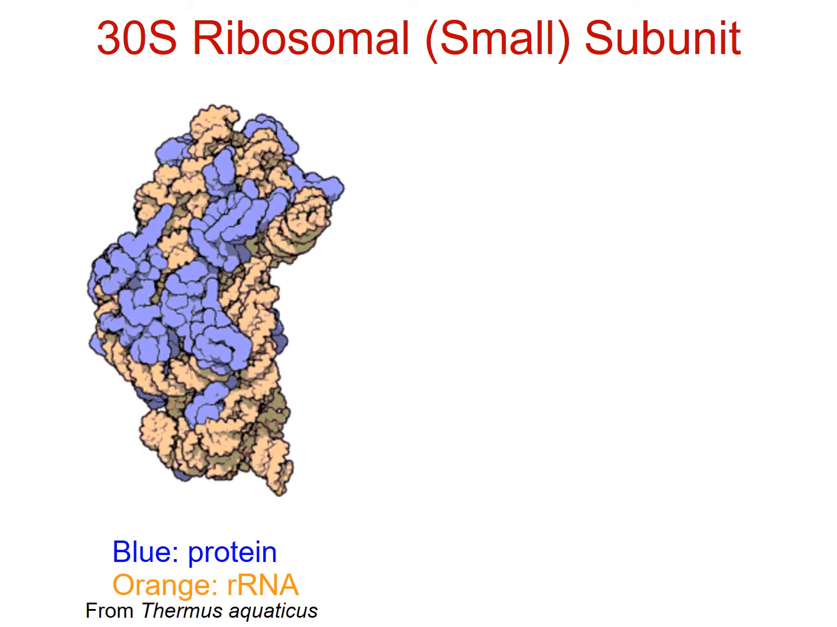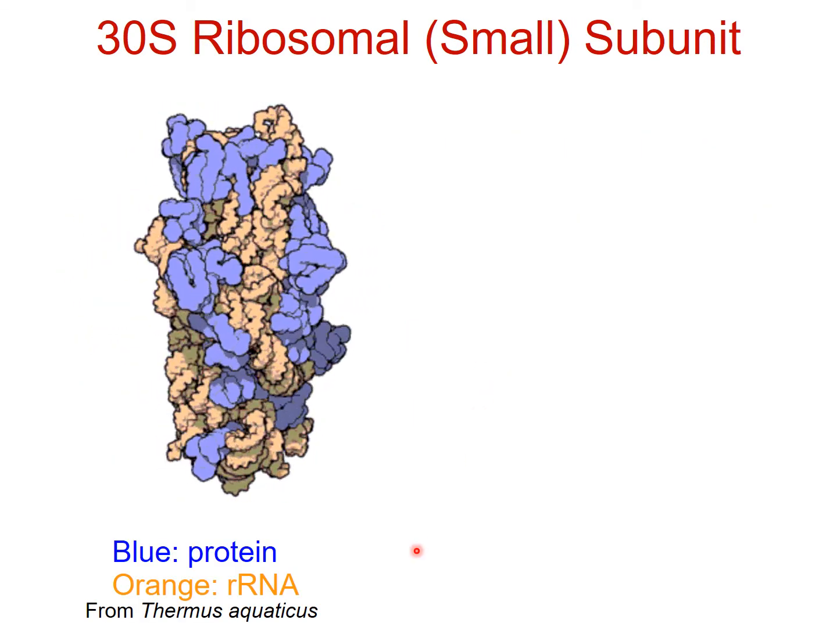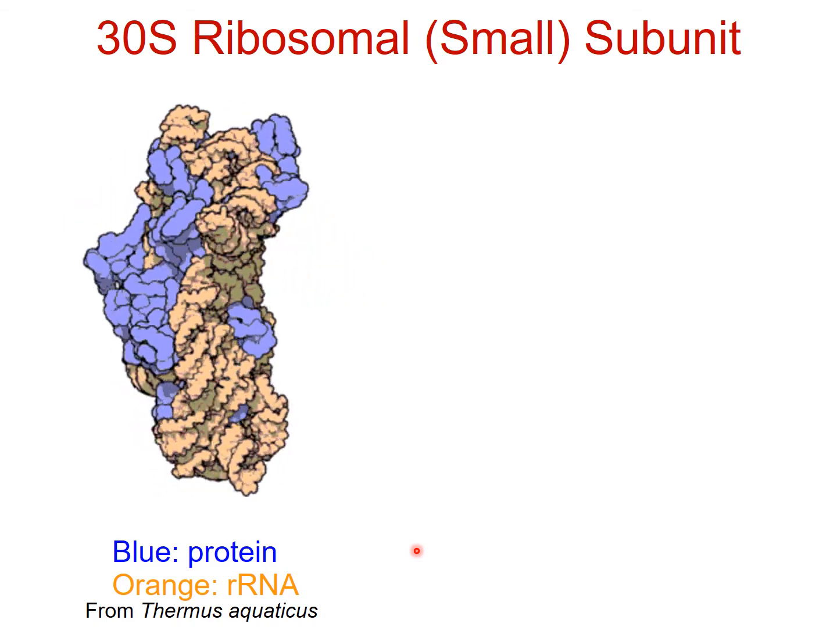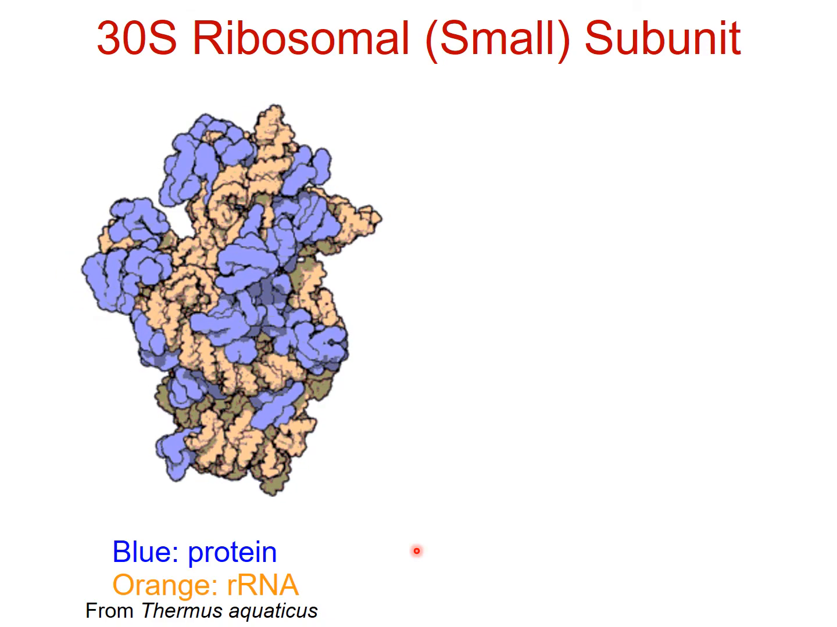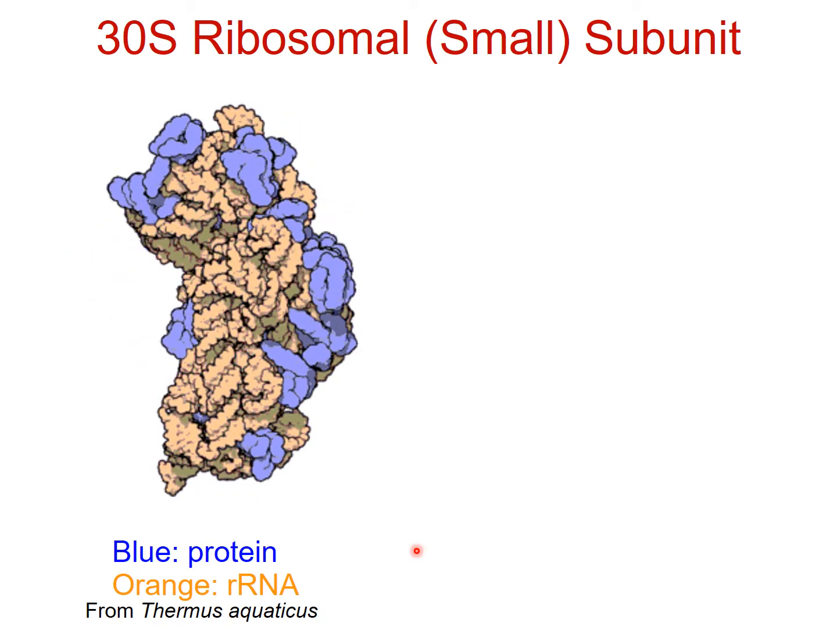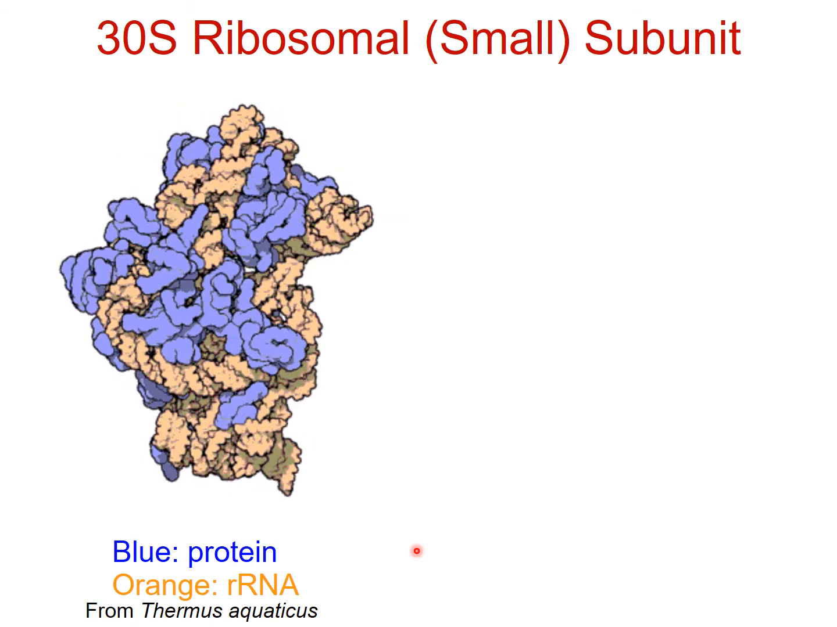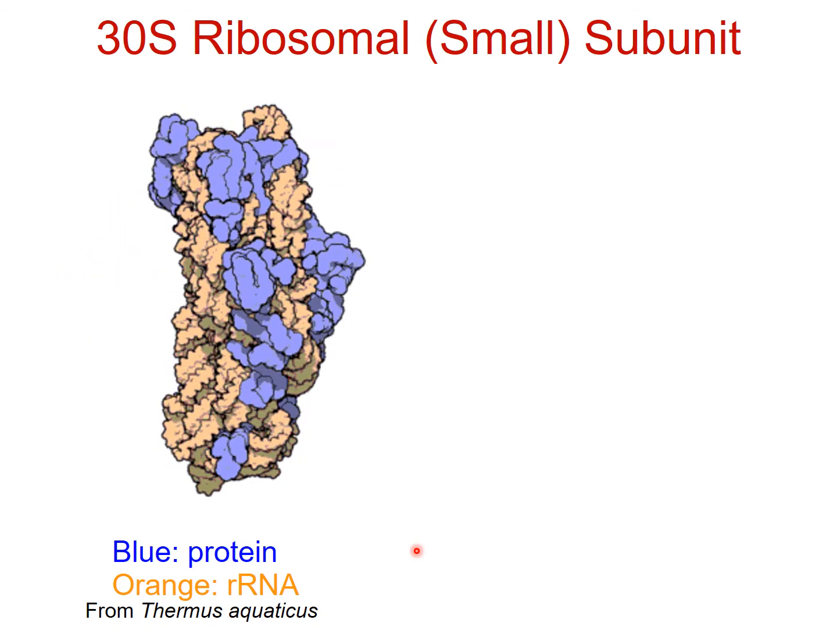So here's a structural diagram of the small subunit of the ribosomal RNA. In blue, you can see proteins, and orange is ribosomal RNA. And you can see, if you look at this, that most of this is actually made up of RNA.